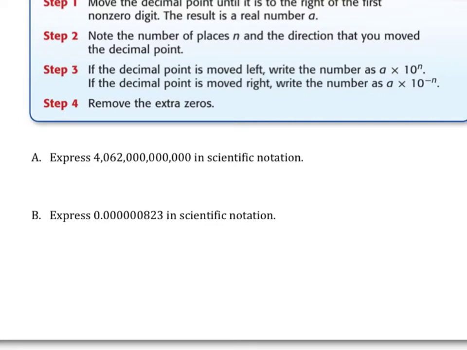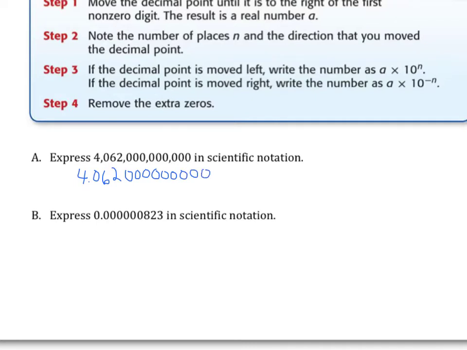So the first step is to rewrite our number. Oops, I already messed up. We're going to rewrite our number moving the decimal point. So we've got 4.062 and then 9 zeros. So 1, 2, 3, 4, 5, 6, 7, 8, 9.